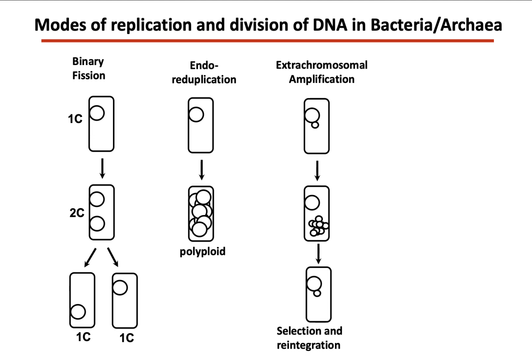Many bacteria also can undergo what's called extrachromosomal amplification, where they can loop out particular portions of their genome. It can actually replicate on its own, and then it can reintegrate into the chromosome. This happens often when bacterial cells are stressed in an attempt to deal with the stressor, whether it's a toxin, lack of nutrients, things like that.